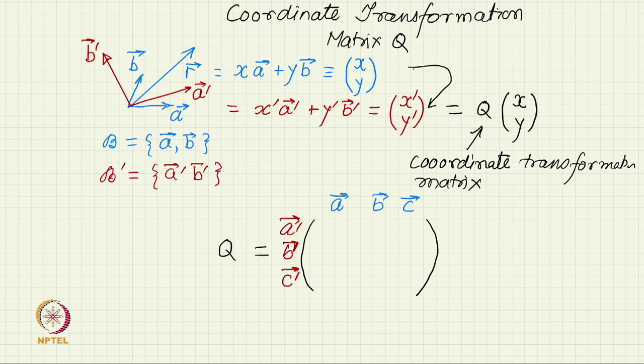So, you have to write A in terms of its components in A prime, B prime, C prime. So, that is your first column. So, first column is A expressed as its A prime component, B prime component and C prime component. Similarly, B expressed as A prime, B prime and C prime, C expressed as A prime, B prime and C prime. So, that way you set up a Q matrix.